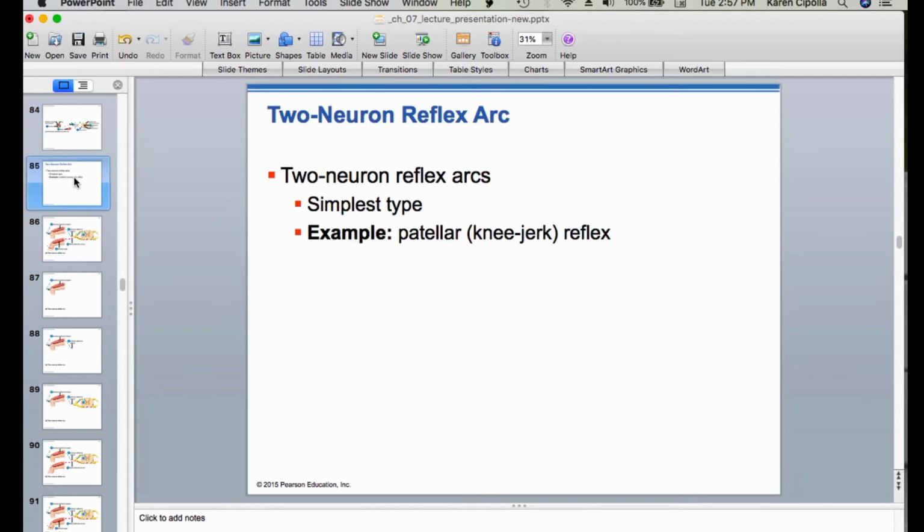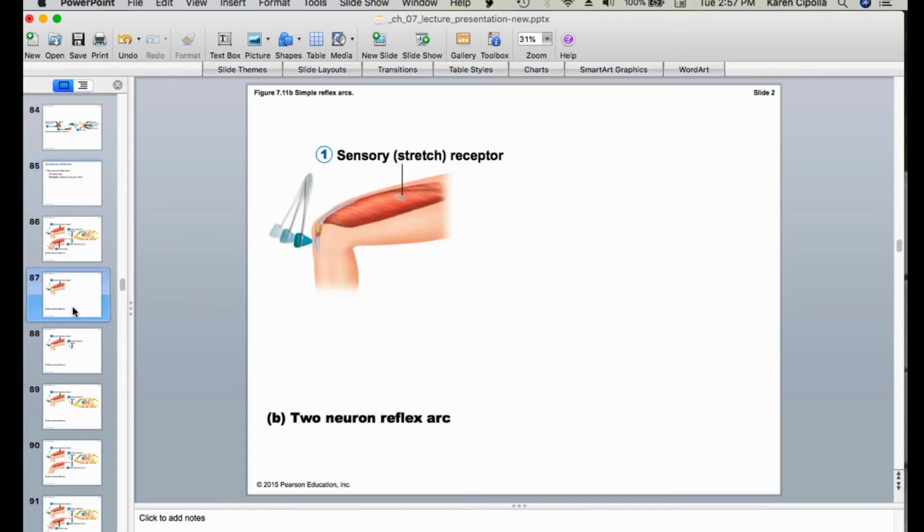Now, there's 2 different types of reflex arcs. You've got a 2-neuron arc and you've got a 3-neuron arc. The 2-neuron arc is the simplest type. It is your knee-jerk response. So, you've got the mallet. It hits just below your knee.